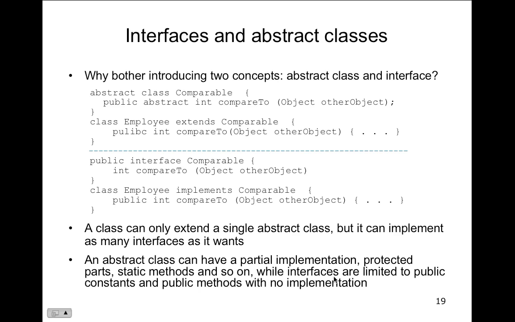So let's see, last note on the bottom here. We only have a single abstract class. It can implement many interfaces. An abstract class can have a partial implementation. It can be protected. You can have protected parts of an abstract class, static methods, and so on, because it's a class. It can actually have static methods. While the interfaces are limited to public constants, as we've seen so far, and public methods, and no implementations. So we've got some limitations, actually.